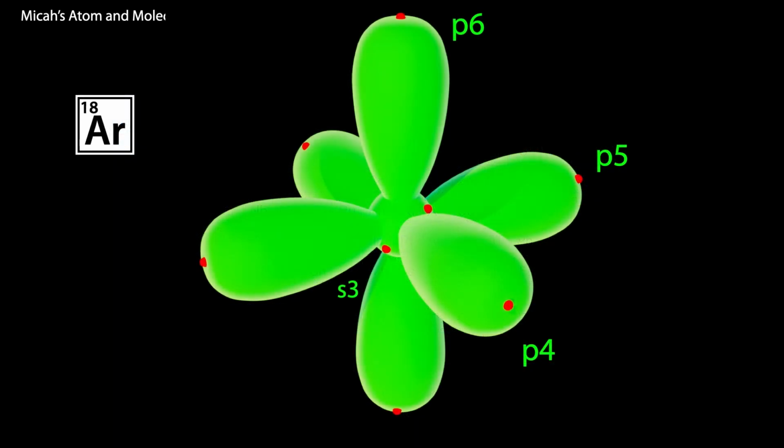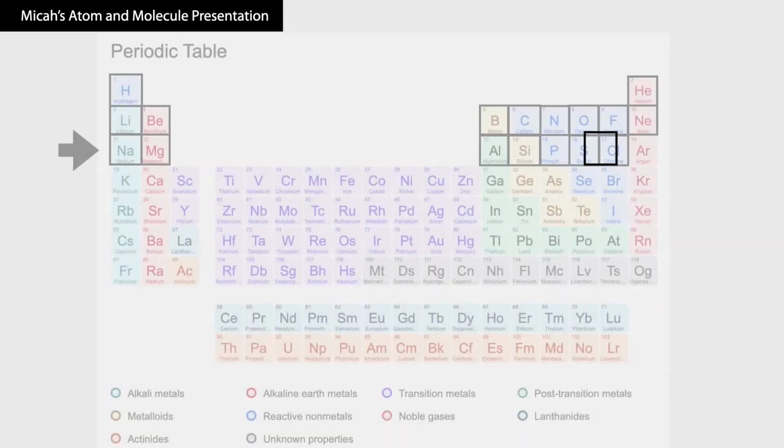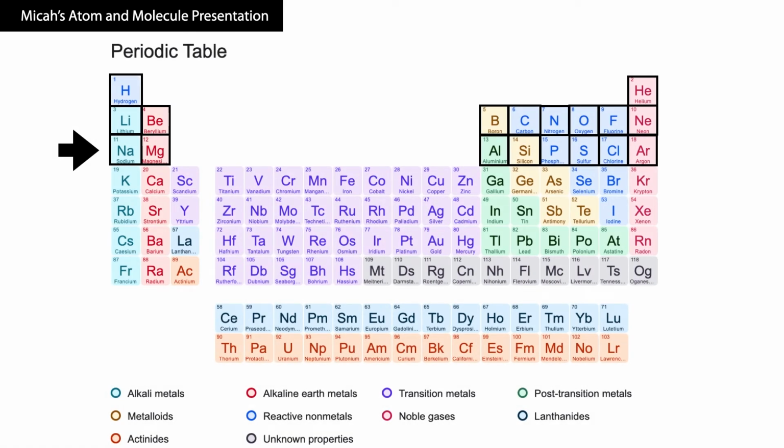We're at Argon, one of the noble gases that doesn't mix with anything. Now these 4 orbitals are full. All 4 of these orbitals together make up the third shell. These are the first 18 elements.